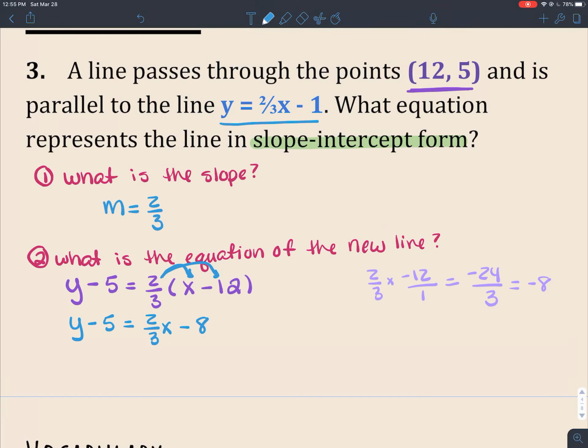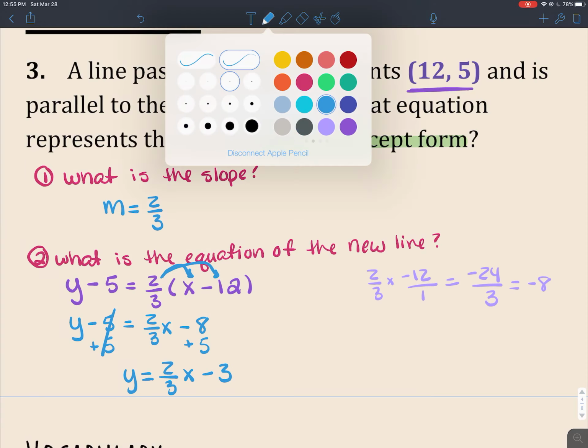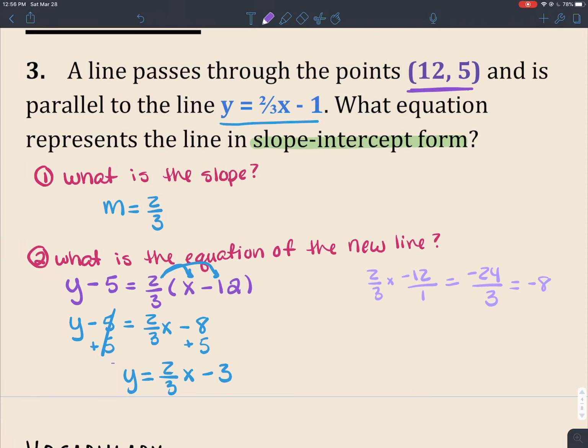The last step we need to do is move the 5 onto the same side as the 8 so y is by itself. So we add 5 to both sides. The 5's on the left cancel, and we get y is equal to 2/3 x minus 3. And this is our final answer. This is the equation of the line that is parallel to our original line through the point 12, 5.